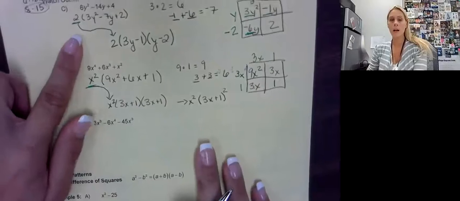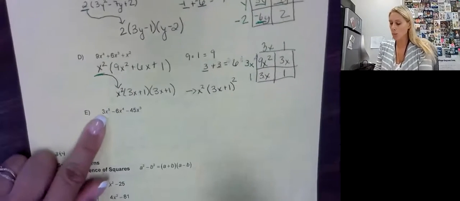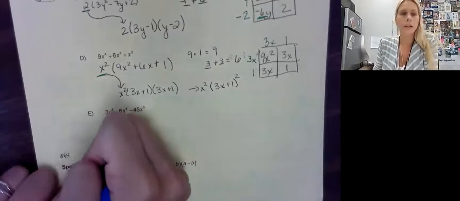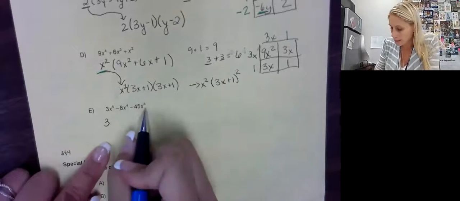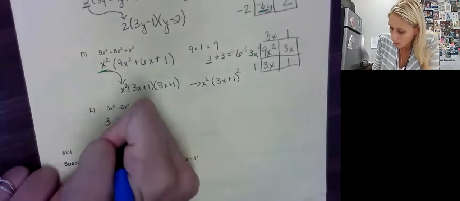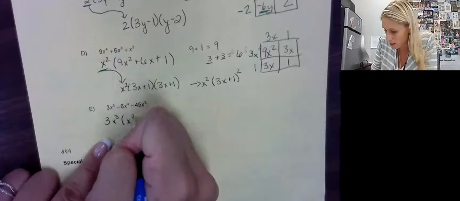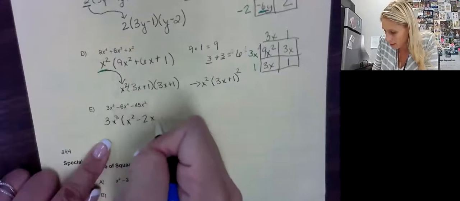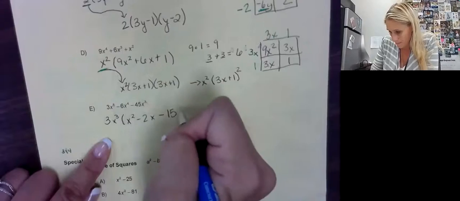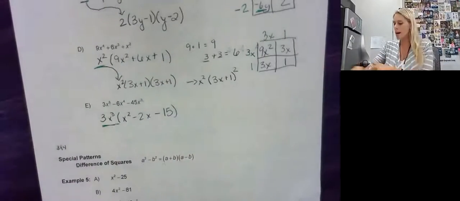Okay, here we did a coefficient. This one we did a variable. Let's see if we can do both. What's common between 3, 6, and 45? Well, hopefully you said 3. Then they all have x's. Use the smallest exponent, which is 3. Okay, let's see what's left over. So we get x squared minus 2x minus, let's see, that would be 15. Okay. Remember, ignore this for now, but it doesn't go away.